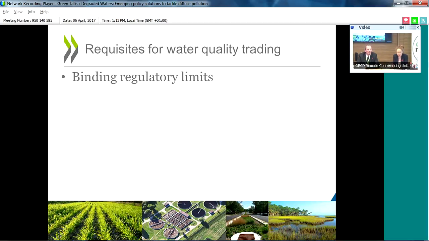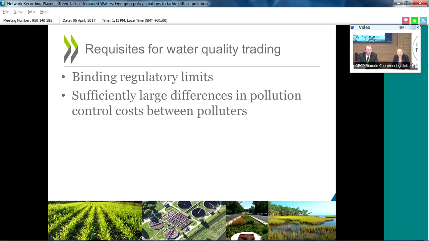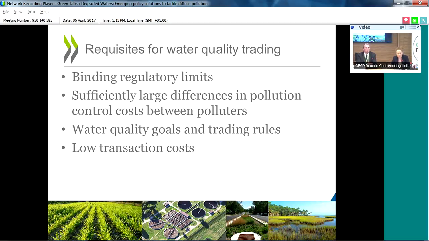Based on experiences from Chesapeake Bay and elsewhere on water quality trading, we've developed what we think are some requisites for a viable trading scheme. Binding regulatory limits on pollution levels are essential for trading activity to occur. Cost efficiency and equity should be considered when allocating pollution limits. Trading activity requires sufficiently large differences in pollution control costs between polluters. Trading rules should be clearly established to ensure that water quality goals will be satisfied, but also be designed to facilitate trading at low cost.